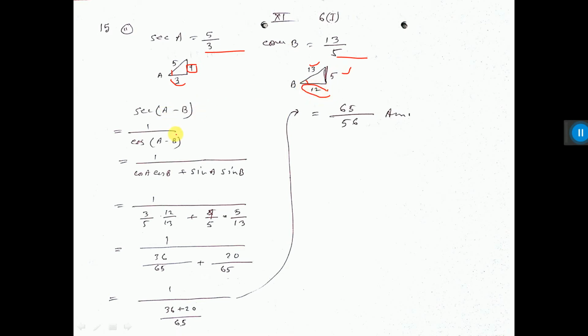Now sec A means 1 by cos. Cos A minus B formula is cos A cos B plus sin A sin B. Now cos A you find from this triangle, cos B from this triangle, sin A from this triangle, sin B from this triangle. Put the value and do calculation, you will get the answer.